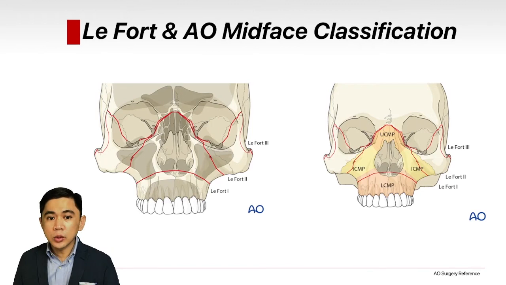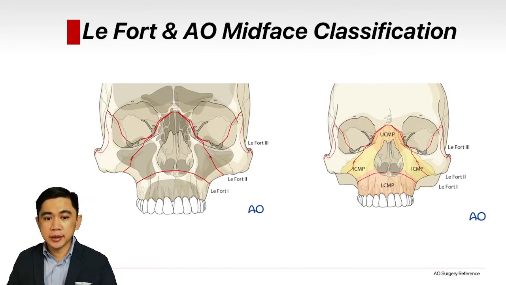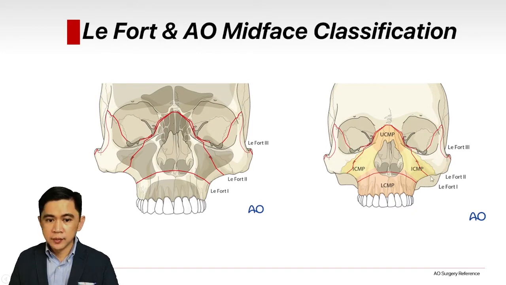Lefort 2, on the other hand, is a fracture pattern that runs across the central midface. This is the central midface, with the inclusion of the upper, the intermediate, and the lower central midface partition. So this is the Lefort 2. Lefort 3 also involves the upper central midface partition, but also includes already the lateral compartment.